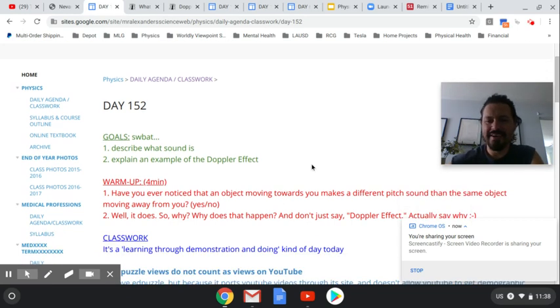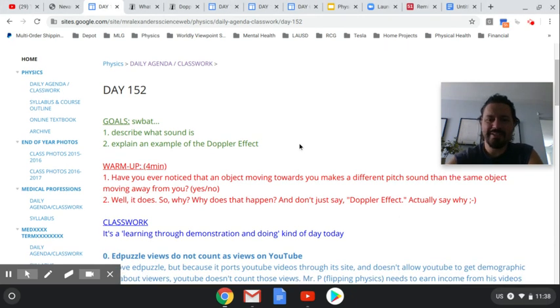So, I've got, make that pop up go away. Got a couple questions here for your warm up. One, have you ever noticed that an object moving towards you makes a different pitch sound than the same object moving away from you? And two, why does that happen? You may know that it's called the Doppler effect, but why? What is it about moving objects that changes the pitch of the sound emanating from that object? So make your best guess.